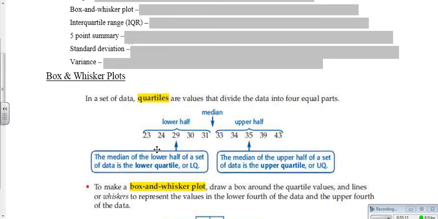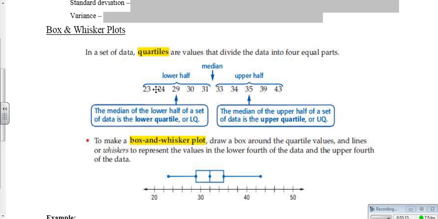Now here's an example that we can look at where we have data in order. The data happens to be 10 numbers. Therefore 5 above, 5 below, and you have 2 middle numbers. These two are both in the middle. So therefore the median is the average of the 2 numbers. The average of 31 and 33 is 32, and that's where this comes into play.